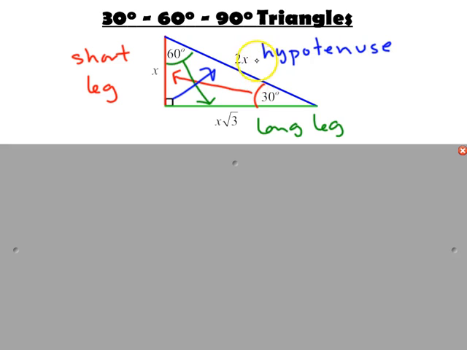You cannot go directly from the hypotenuse to the long leg or from the long leg to the hypotenuse. You're always going to need to go through the short leg. So if you take the short leg and multiply by 2 to get the hypotenuse, you'll take the hypotenuse and divide by 2 to get the short leg. If you take the short leg and multiply by square root of 3 to get the long leg, you'll take the long leg and divide by square root of 3 to get the short leg.